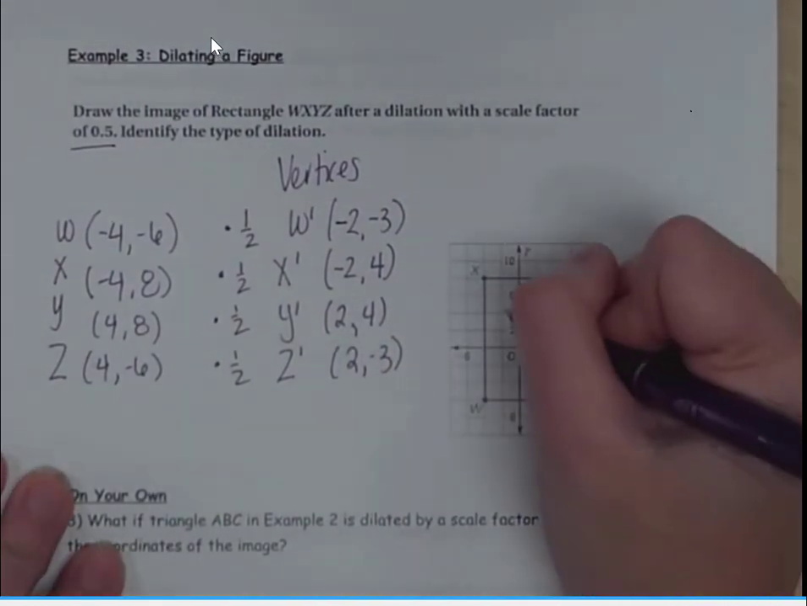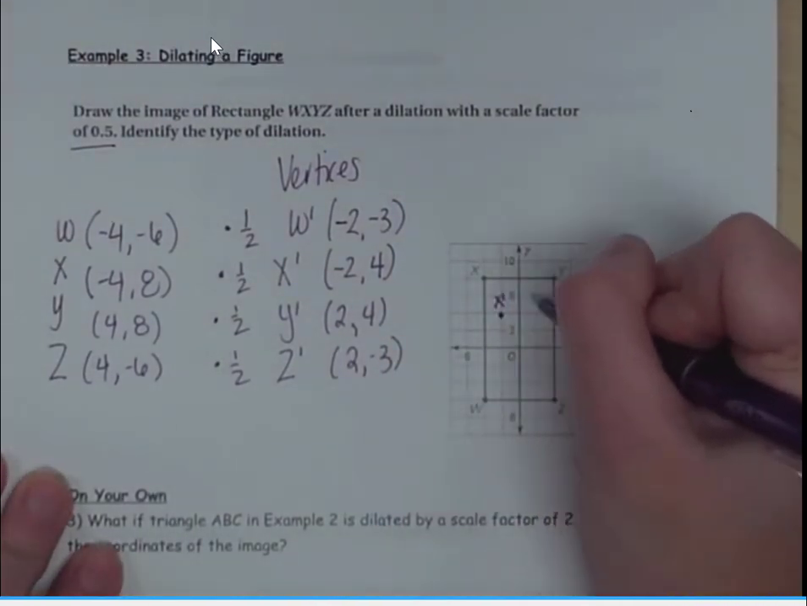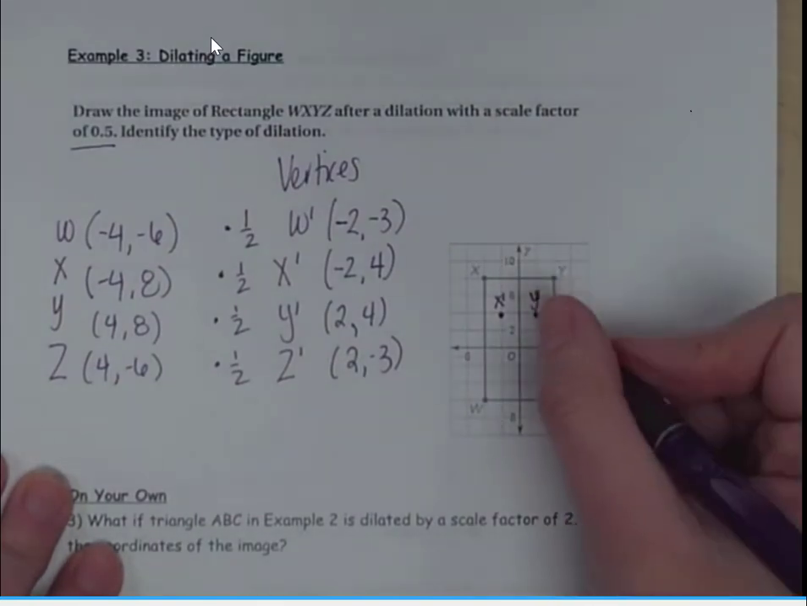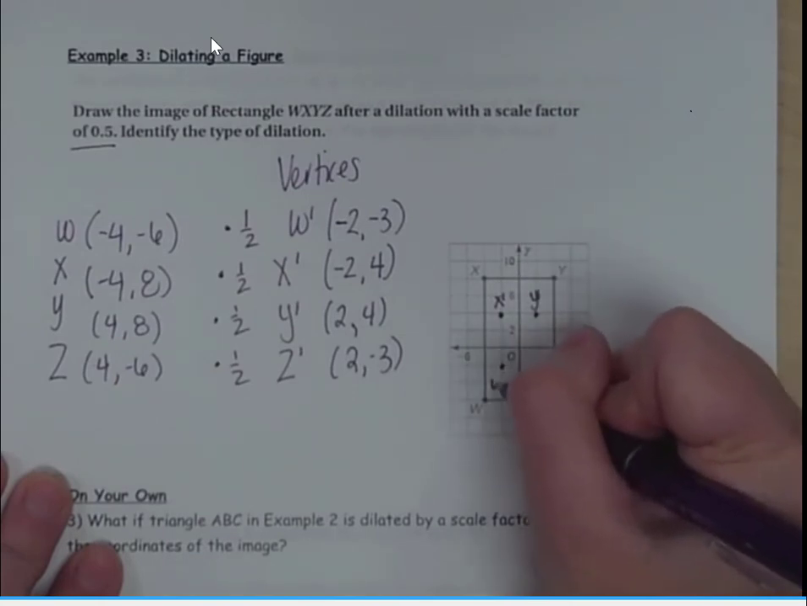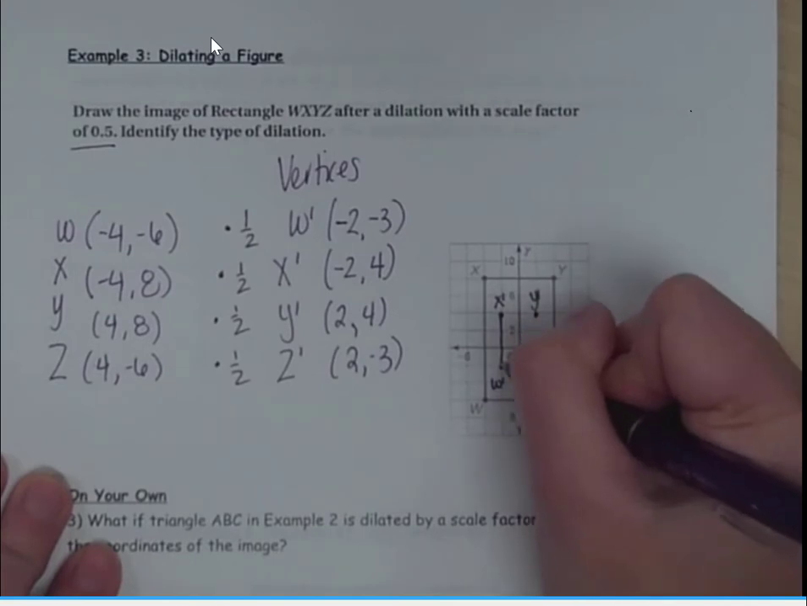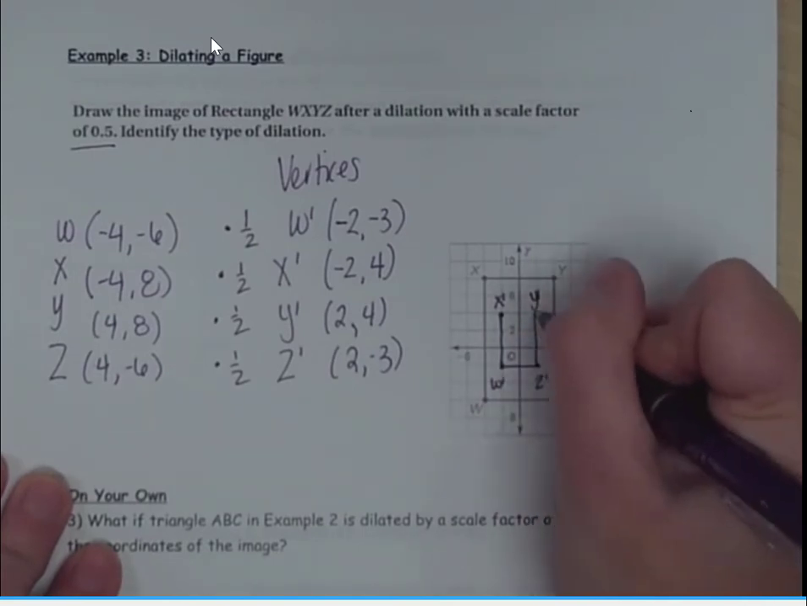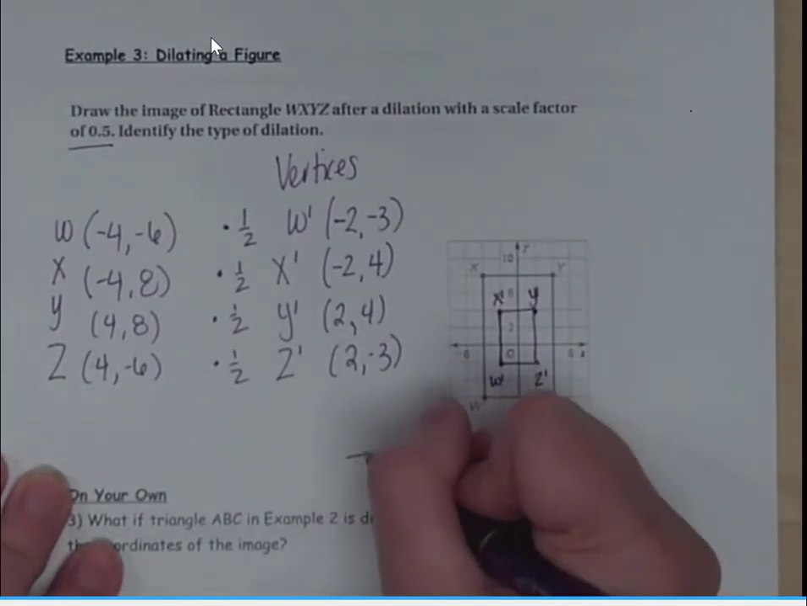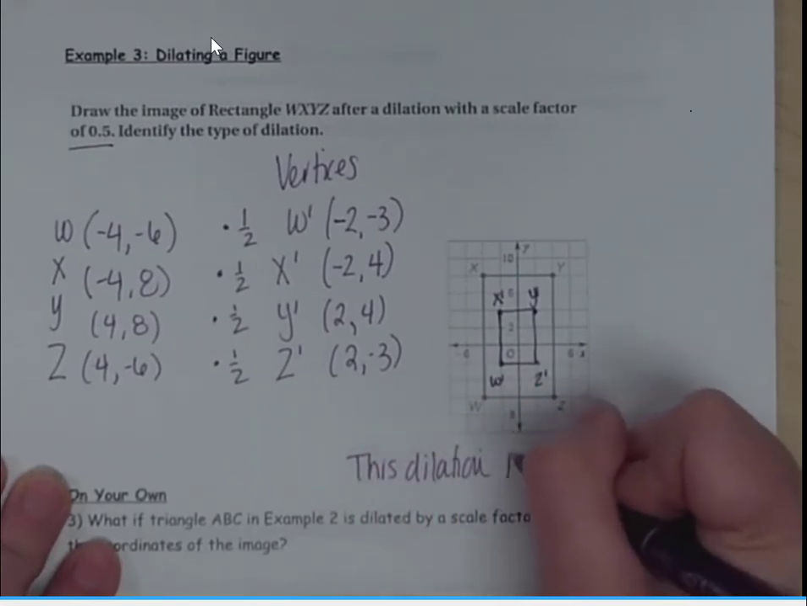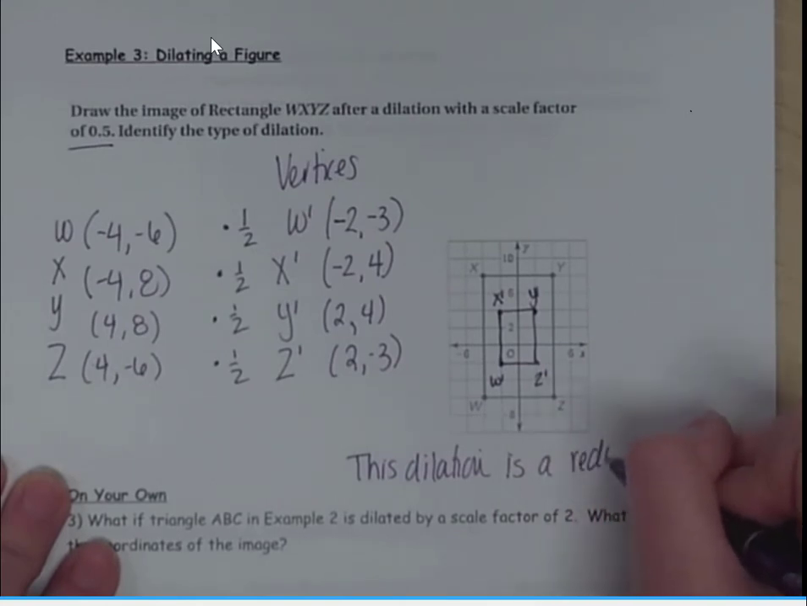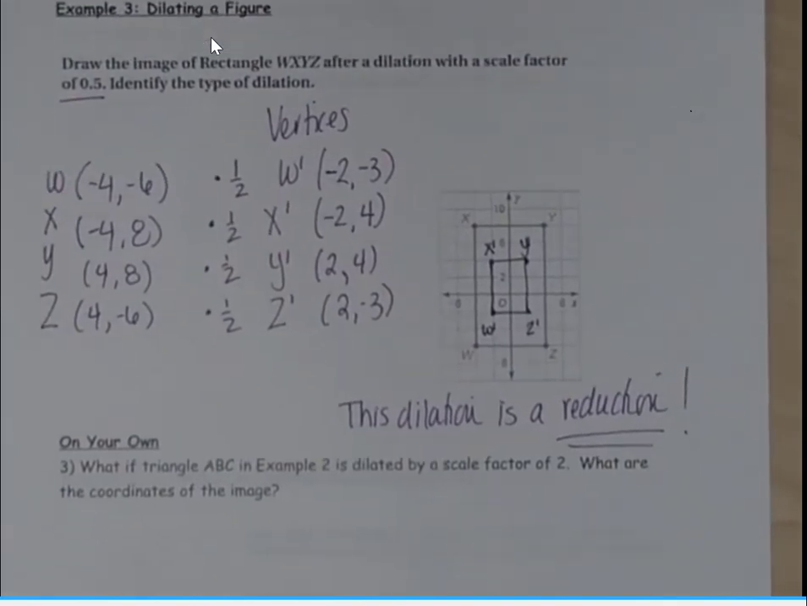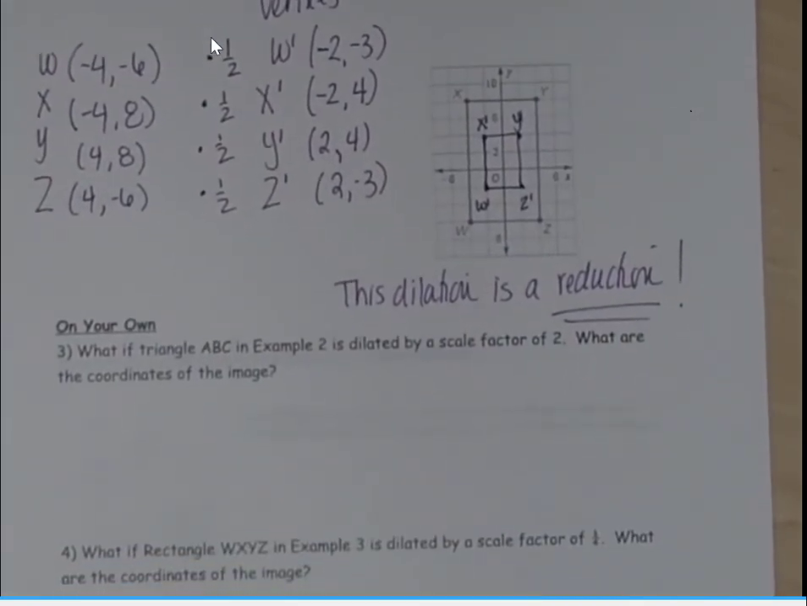So I'm going to go ahead and plot these. So I have x prime, y prime, w prime, and z prime. Now, my shape got smaller, so this dilation is a reduction. Nice.